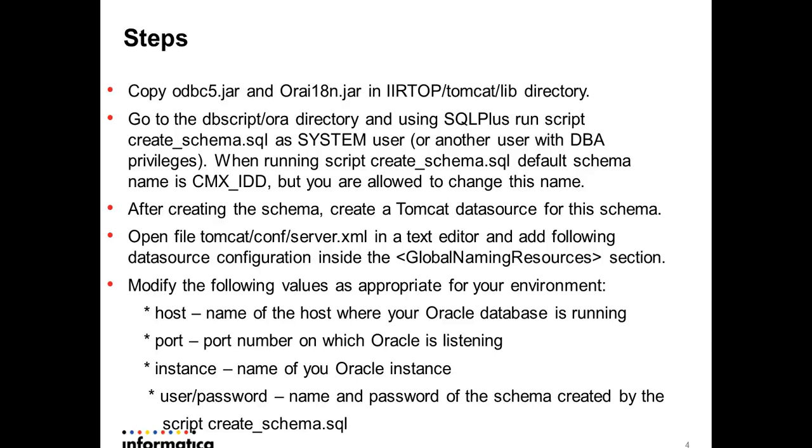After creating the schema, we need to create a Tomcat data source for this schema. To create a data source, we need to modify server.xml file in Tomcat config directory. We need to give IDD schema details inside the global naming resource section in server.xml file.